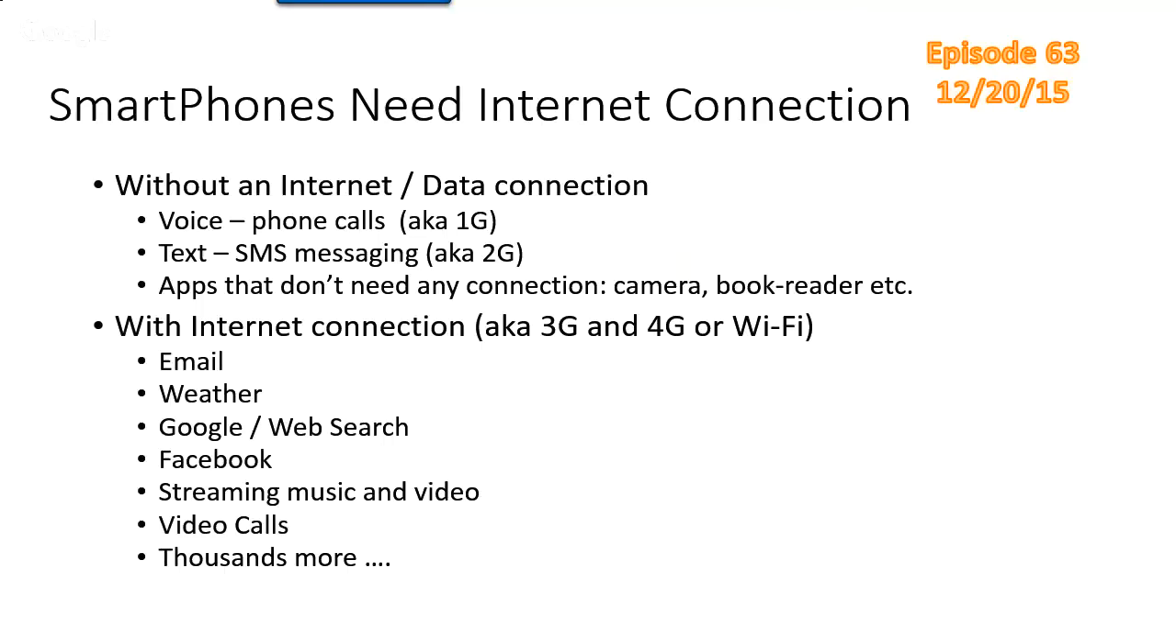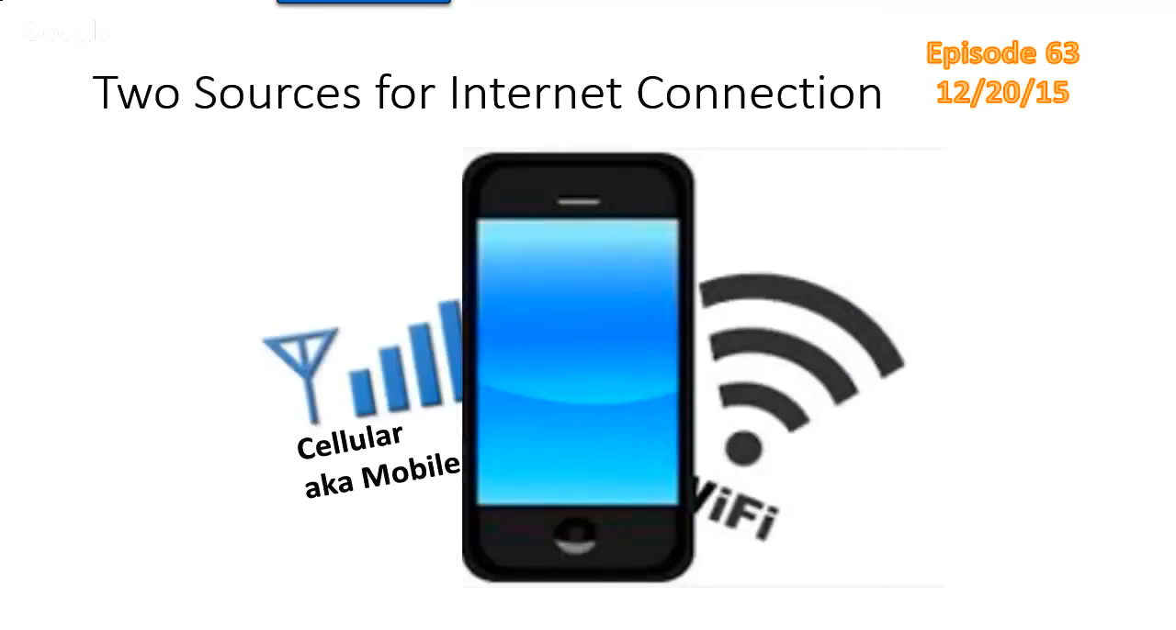Now, if you're saying, well, what do you mean internet connection? I don't see anything on my settings called internet connection. No, it's called either a data connection or a mobile connection. Okay. So there's two sources for an internet connection. It can either be coming from a cell tower, cellular, also known as mobile data, or it can be coming from Wi-Fi, which is meaning there's a router probably in the room. So cellular or Wi-Fi, two different sources.